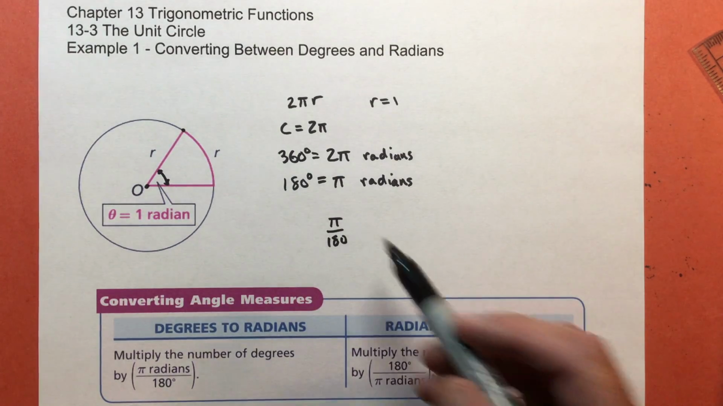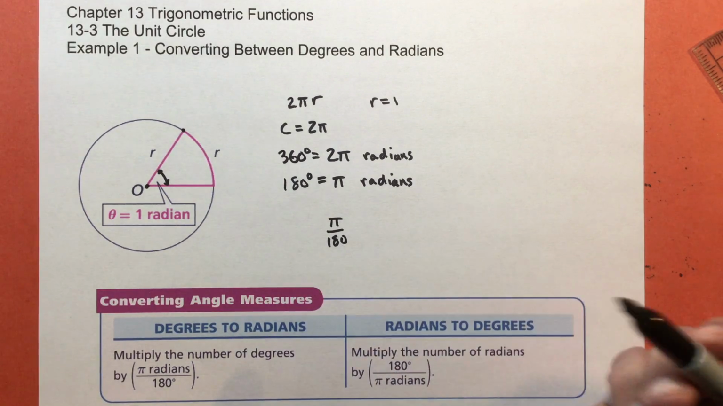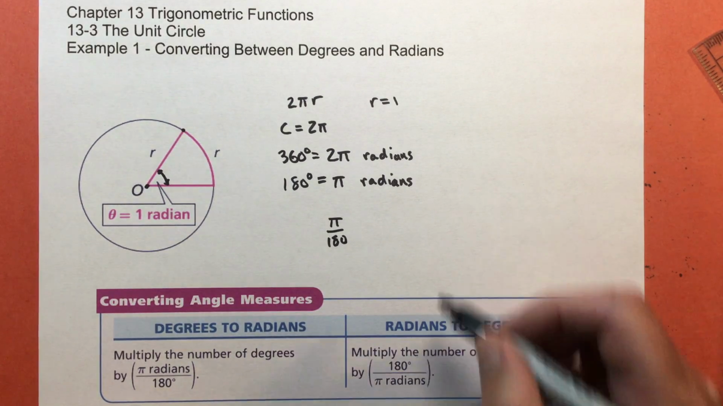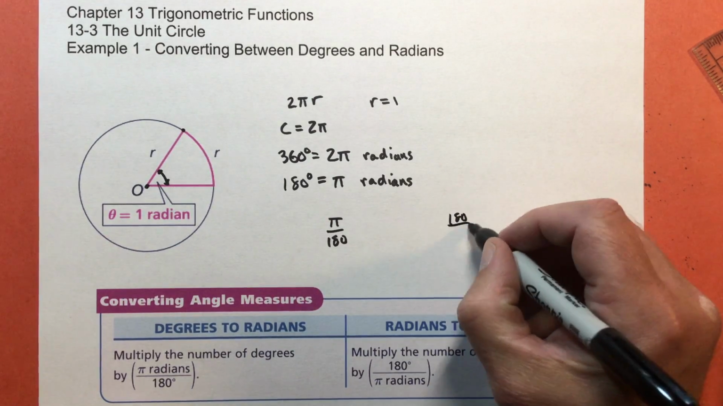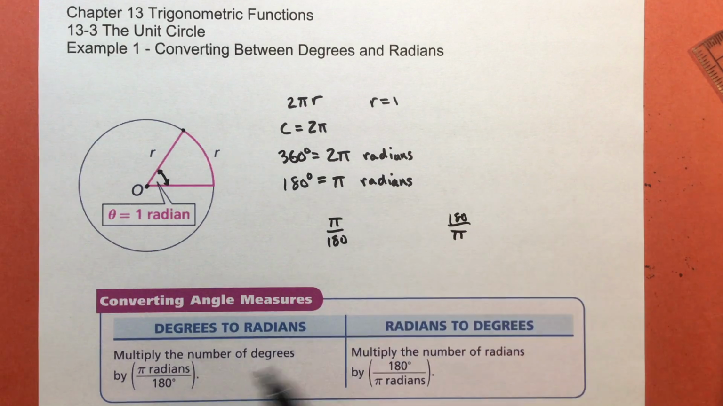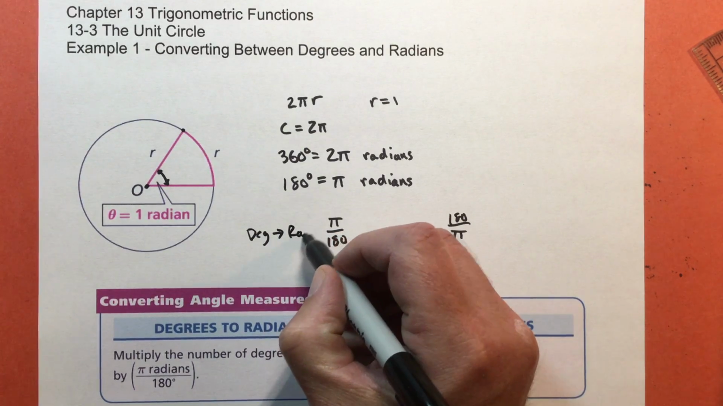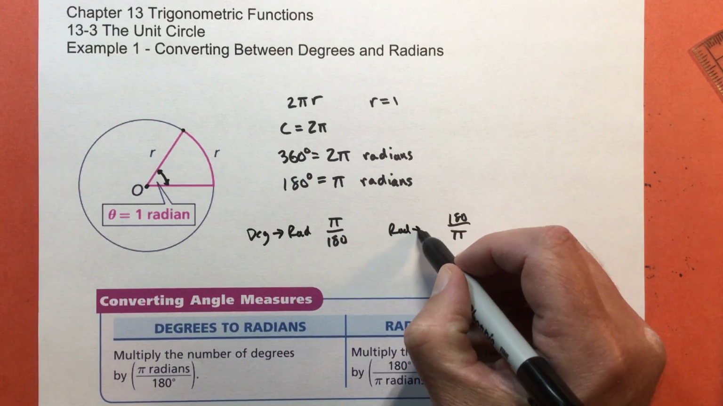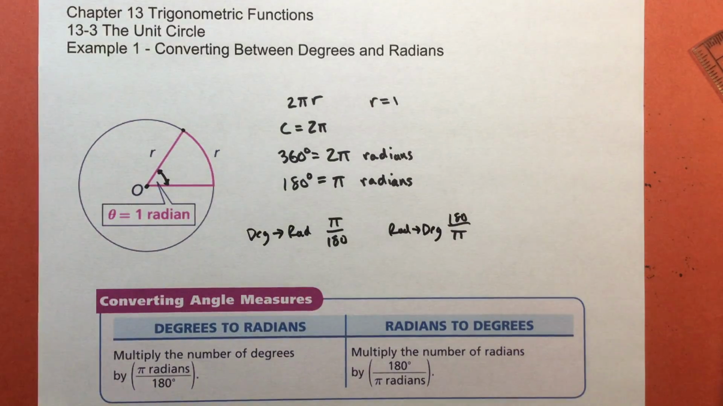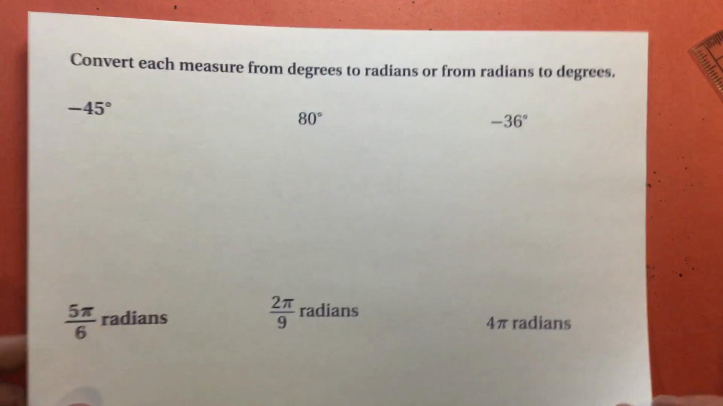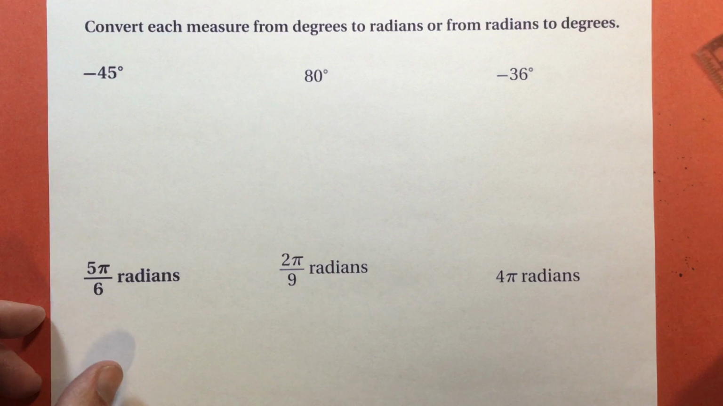If I want to go backwards, I'm going to divide by this fraction. And dividing by a fraction means multiplying by the reciprocal. So then I'm going to have 180 divided by pi. Okay, so I've got it right down here. This is from degrees to radians, and this is from radians to degrees. So at first we're going to just do it just like a multiplication problem. We're just multiplying fractions. But pretty soon you will make the translation without even thinking about it. All right, so let's do a couple where we go from degrees to radians and from radians to degrees.